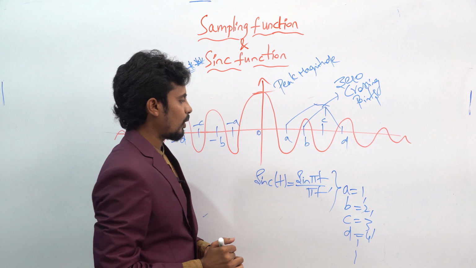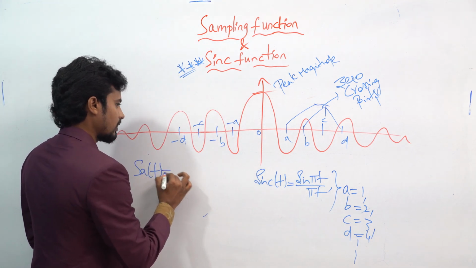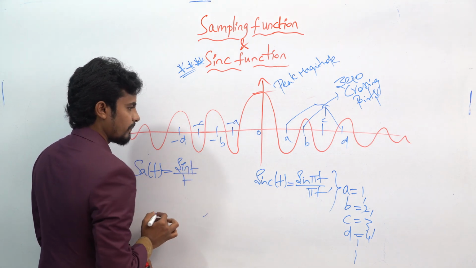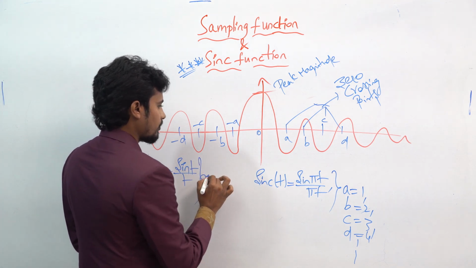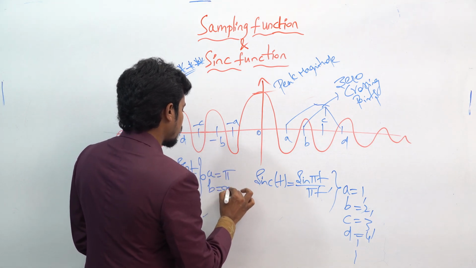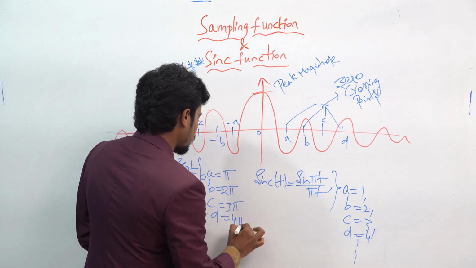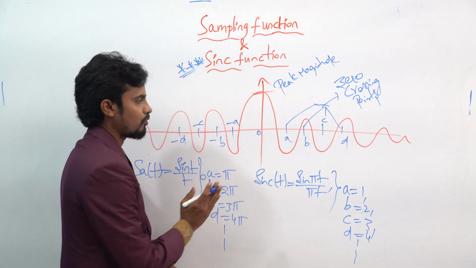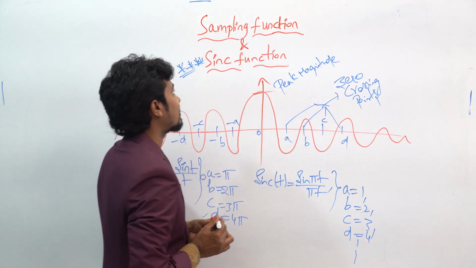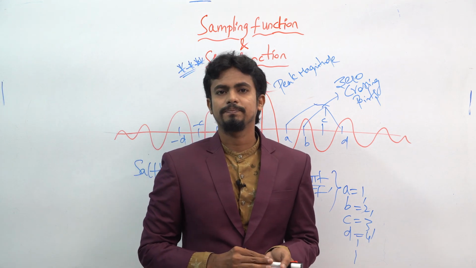Similarly, if you want to write the sampling function, sampling of t is equal to sin t divided by t. In this case, you just have to put A equal to pi, B equal to 2 pi, C equal to 3 pi and D equal to 4 pi. Here also this waveform will be satisfied. This was the representation for the sampling function and the sinc function. Thank you.